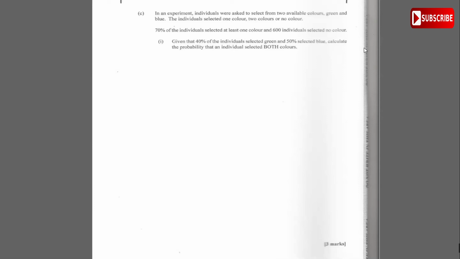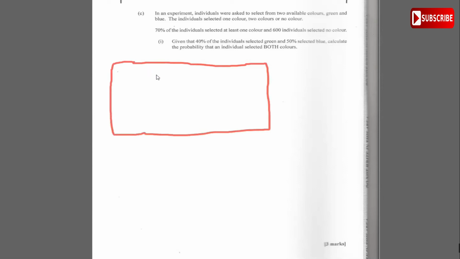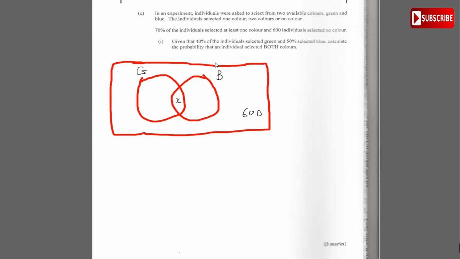All right. Now, if you are a person that likes to think diagrammatically, or you like to see what's happening like myself, you could draw a set and you can say either you select this color, or you select another color, or you select both colors. We can call the intersection, for the amount of people that select both colors, X. And it tells us that 600 select no color. The 2 colors are green and blue, so we can call one set green and one set blue. And it tells us that 600 people is 30%.